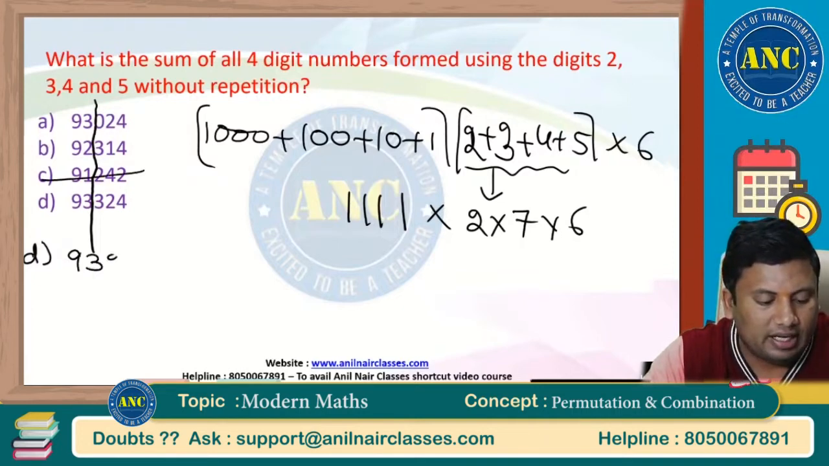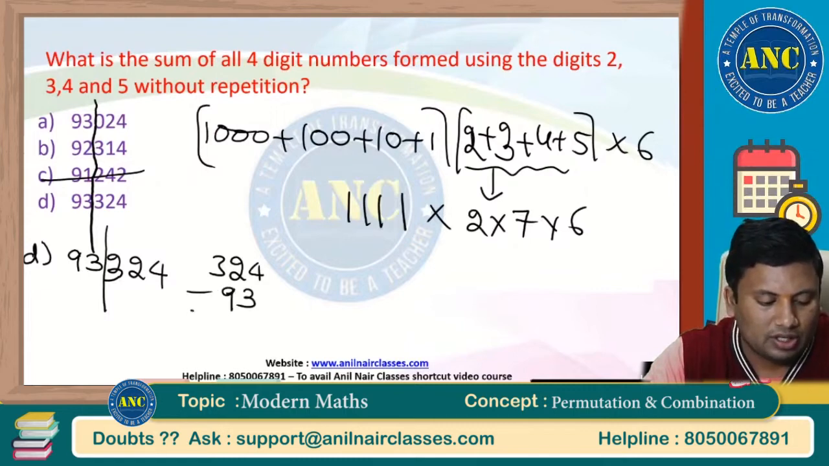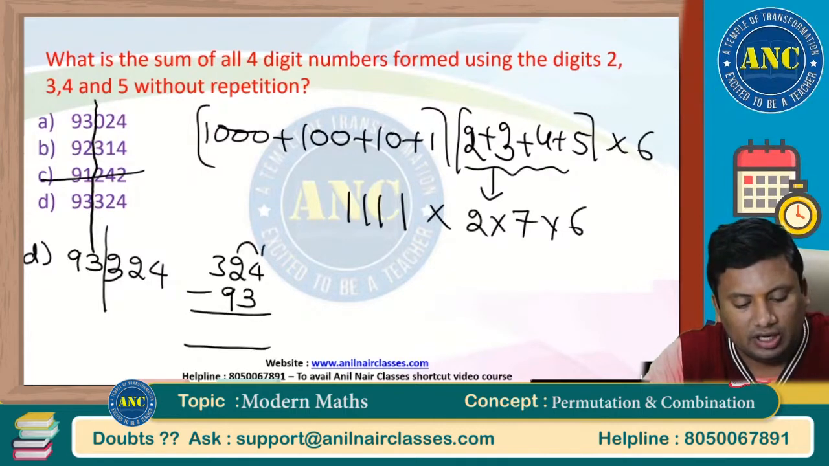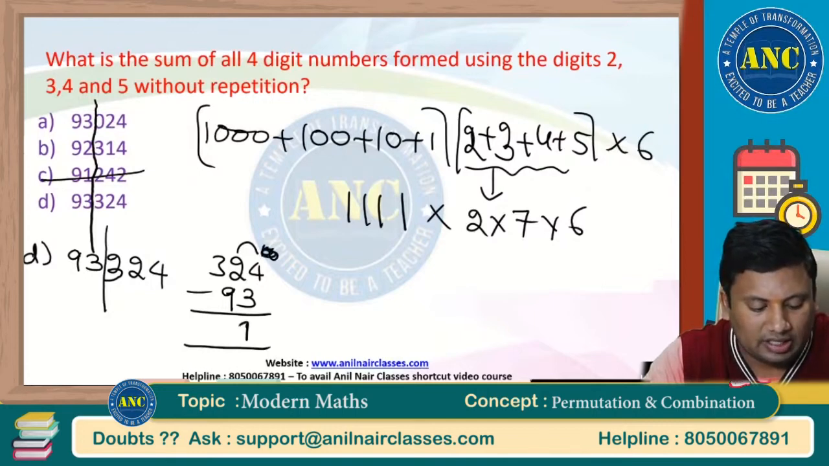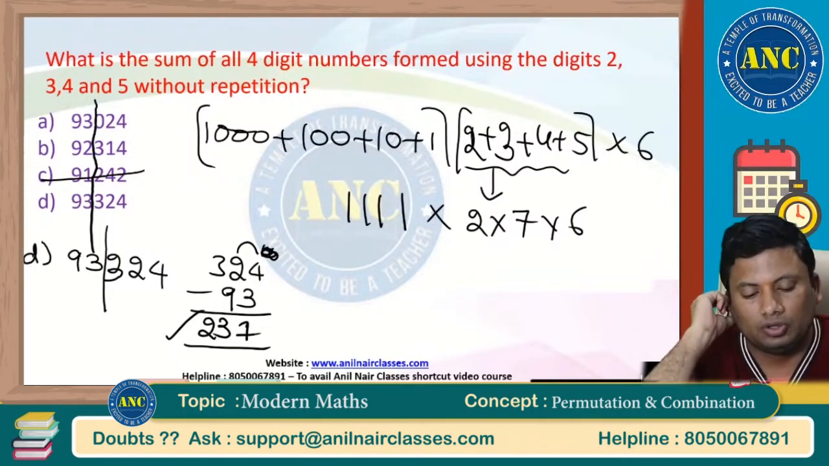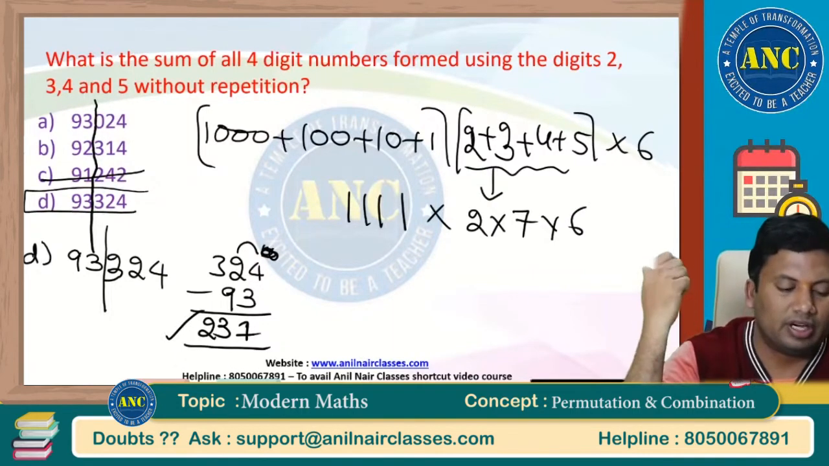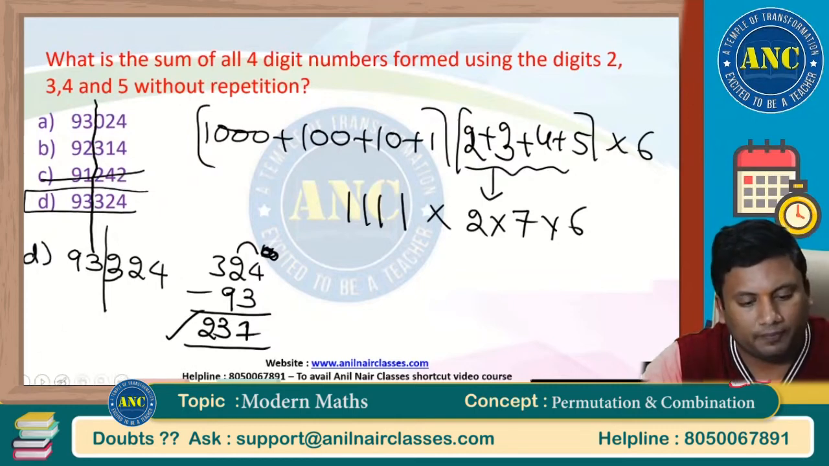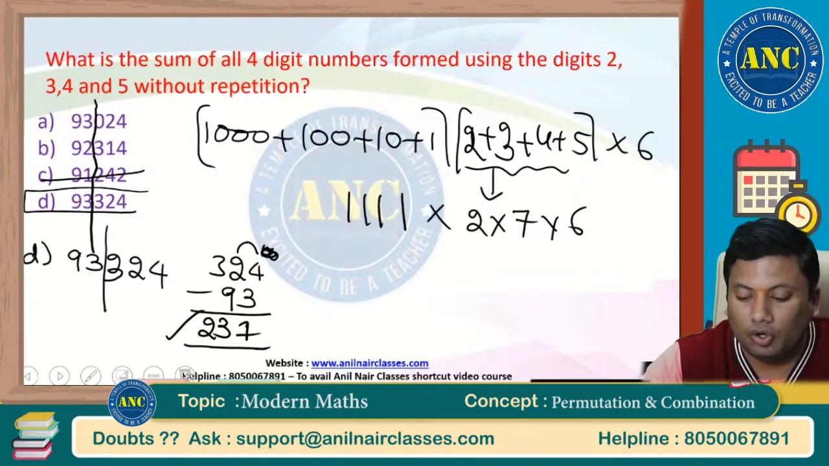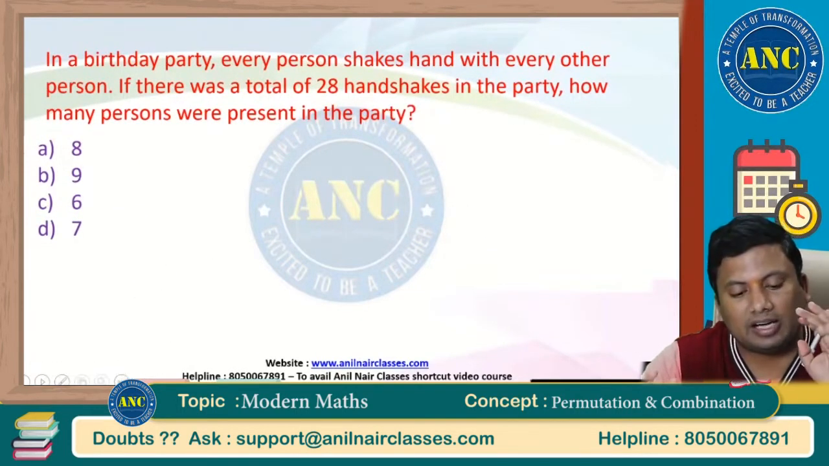So if I take option D, 93324, take a group of 3 digits, alternately plus minus: 324 minus 93, which is 231. 231 is divisible by 7. So the answer is option D, 93324. I hope the idea is clear. You don't need to multiply and show your mathematical intelligence. Smartly you can solve it.